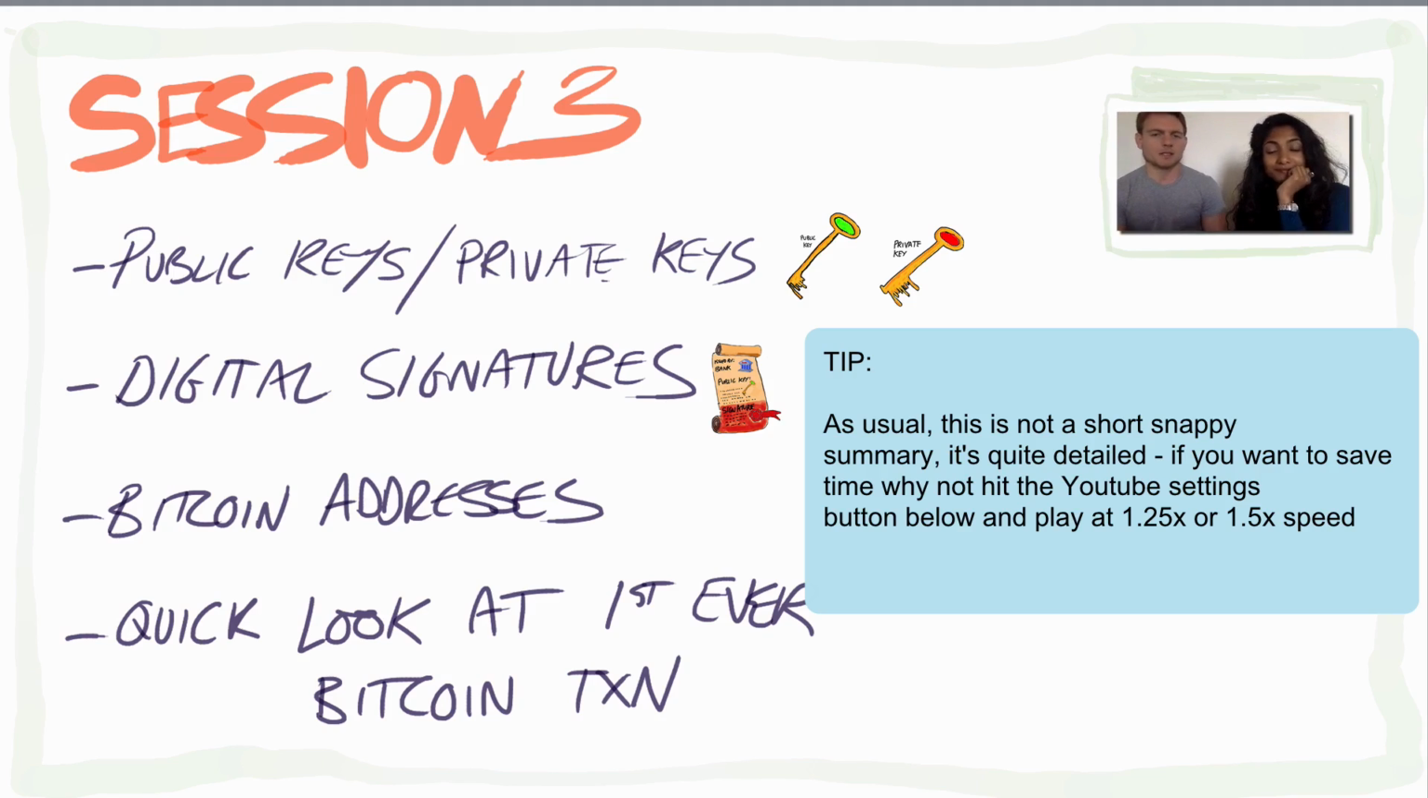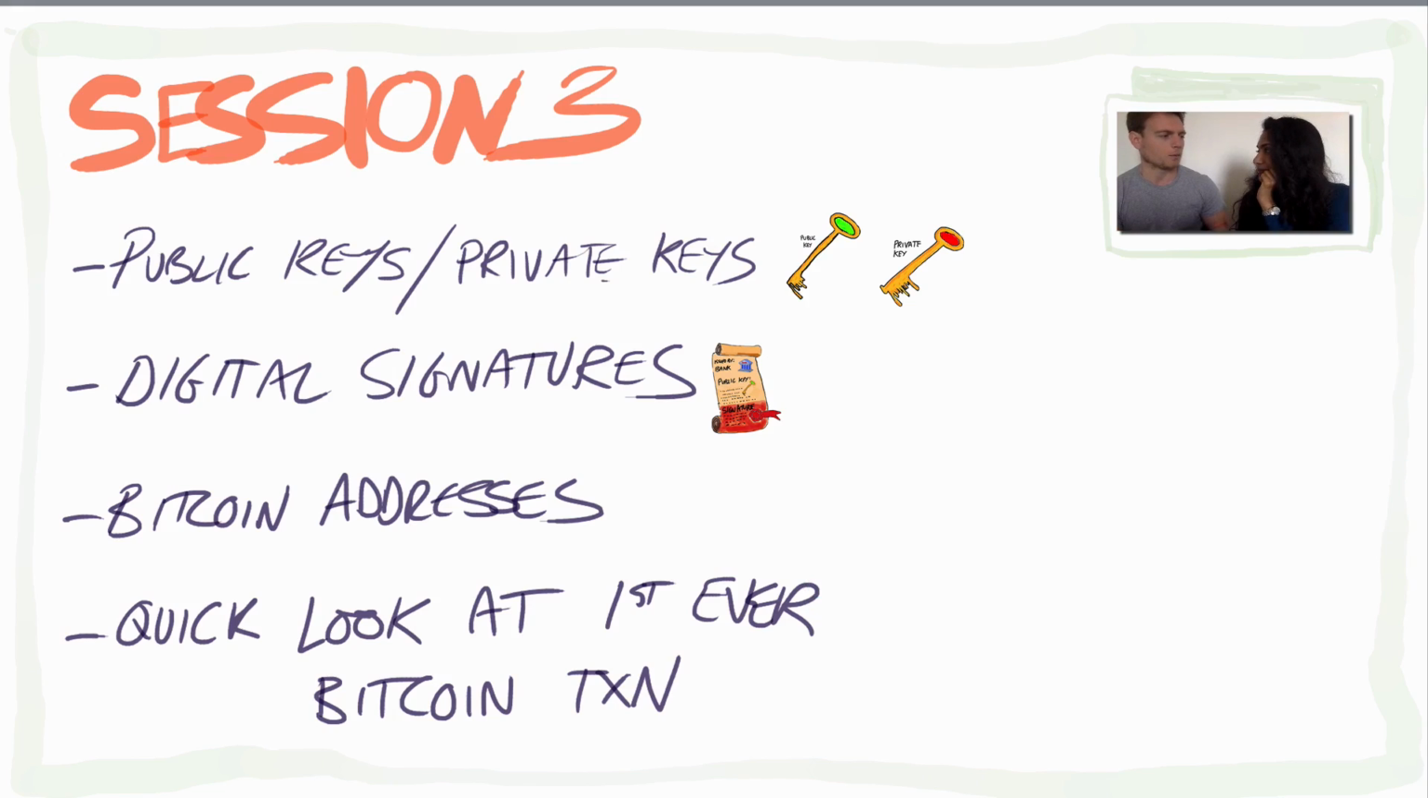So in the second session, we talked about hash functions, right? Yep. And today's session is going to be about another really important aspect of the cryptography side of blockchain, which is public and private keys. So we're going to talk about that. Then we're going to talk about digital signatures.